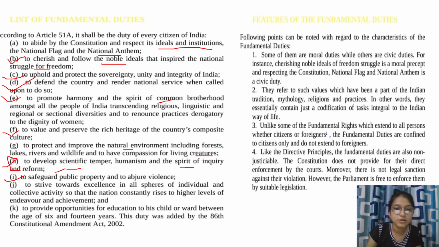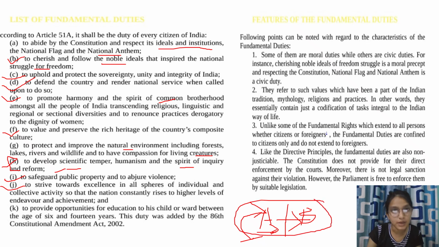Then we have to strive towards excellence in all spheres of individual and collective activity so that the nation constantly rises to higher levels of achievement. So it is also our duty to go forward and to try to develop 1% better every day. It would be good for ourselves also, and it would be better for the country as well. For example, if we are participating in a race and there are two members, A and B. If A wins, it would be a development for him and for the country as well. But while doing so, if A, in order to win the race, pushes B and B falls, that should not be happening. We should always look forward to some positive outcome that will be good for both the person and the country.